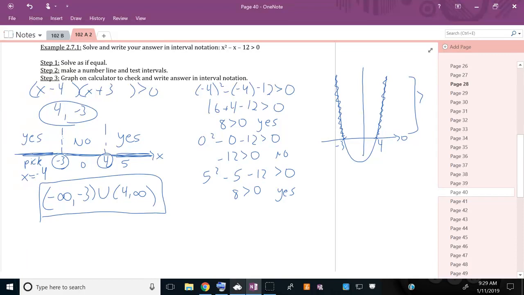Now, this does not work 100%, but I can generalize in that when I have a quadratic greater than 0, then I expect to get the two outer intervals. Again, that does not always happen, but most of the time that will happen.